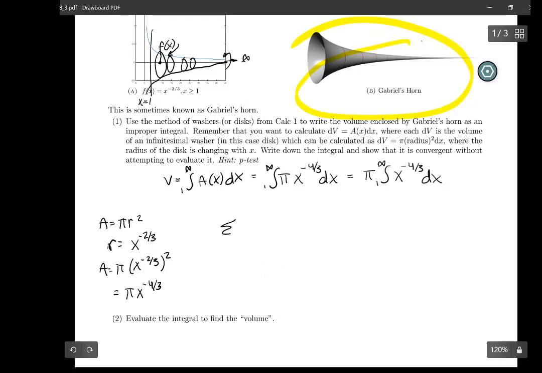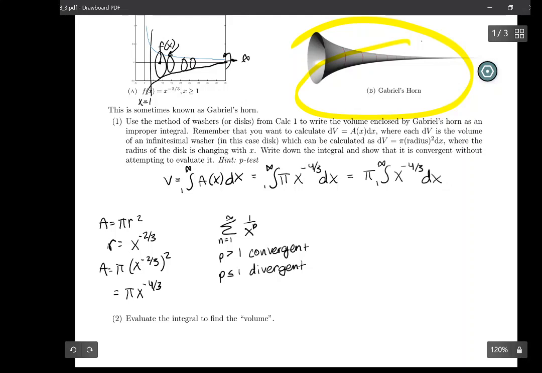So quick review of the p-test. It's a series convergence test, looking at series where we've got 1 over x to some power. We start at 1, we go to infinity. So if this power, which I'm going to call p, is greater than 1, this is a convergent series. And if this is less than or equal to 1, this is a divergent series.